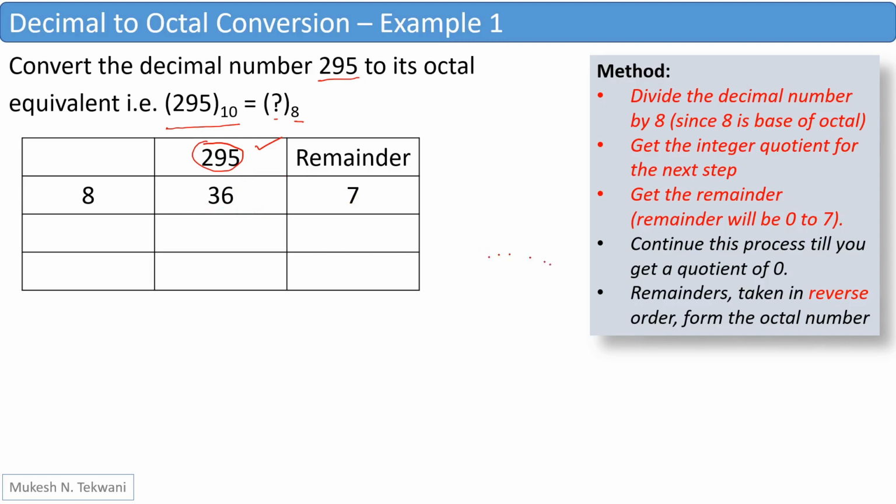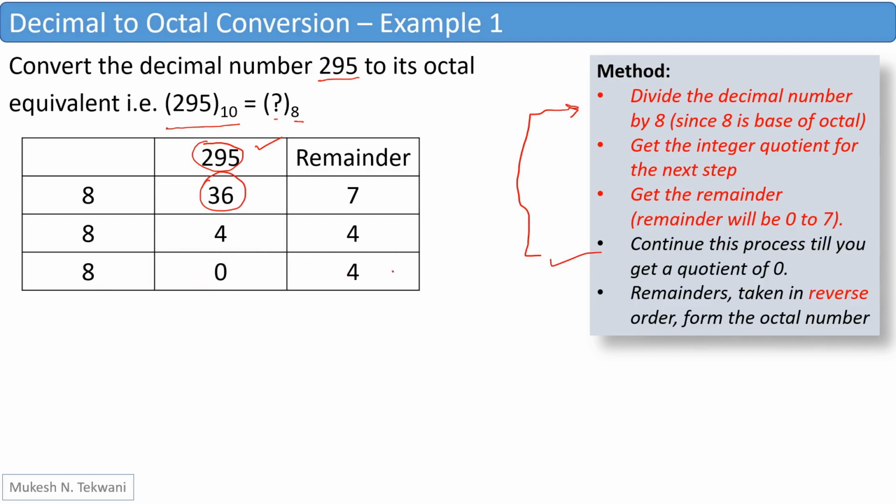Now we will continue this process till we get a quotient of 0. So we'll go back and repeat this step where we divide the decimal number again by 8. Our decimal number now is 36. So 8 4 times is 32, and that leaves us with a remainder of 4. Since the quotient is not yet 0, we'll again go back and divide this by 8. Now observe this: 4 is less than 8, so 4 cannot be divided by 8. So we'll say 8 0 times is 0, and that leaves us with a remainder of 4. Now the quotient has become 0.